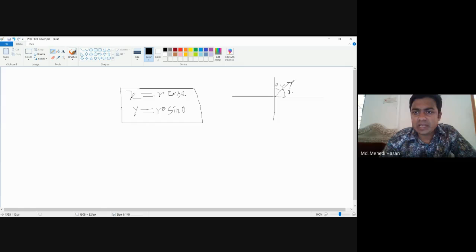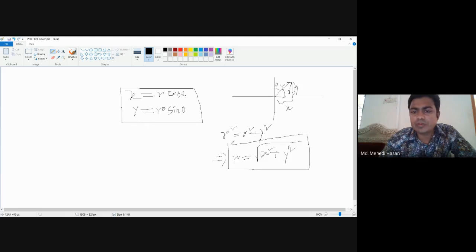If we apply the Pythagoras formula, we know that this part is x, this part is y. According to the Pythagoras formula, we can say r squared is equal to x squared plus y squared. Then r, the magnitude of this vector, is the square root of x squared plus y squared. This is for the two-dimensional case. If we consider the three-dimensional case, r equals the square root of x squared plus y squared plus z squared. This is the procedure to find the magnitude of a vector and also the conversion from Cartesian to polar.